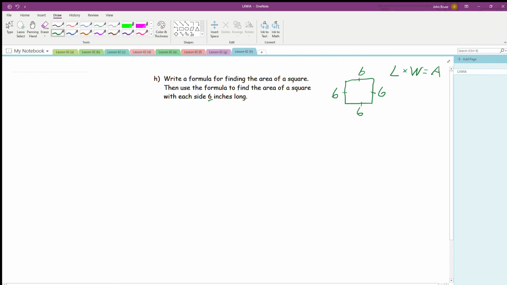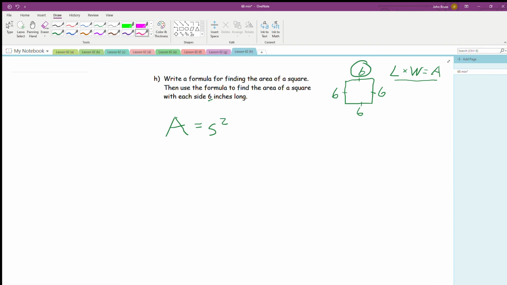That's for a rectangle. And all squares are rectangles, so that would work. But we could make that simpler because we know that all the sides for a square are the same. So I could use a simpler formula than that. So I'm going to go over here and I'm going to write a new one. So the area for a square is simply a side, one side. Oops, I'm using the wrong thing. So it's one side, one of these sides here, squared, because it's length times width.